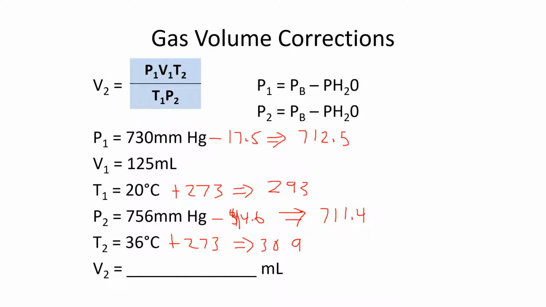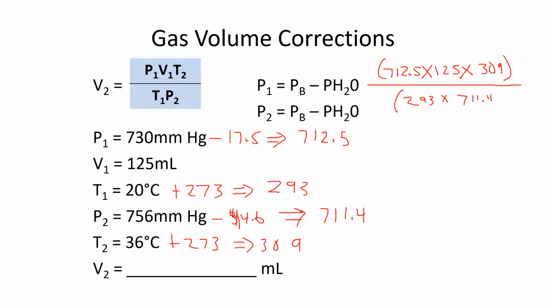All right, let's plug it in. P1, 712.5. V1 is 125. T2 is 308. No, 309. Sorry. T1, 293. And P2 is adjusted to 711.4. So let's see, the temperature went up again. Pressure didn't change too much, so I'm expecting the volume to go up as well. What'd you guys get? 126, 127? Yeah, so it went up a little bit.